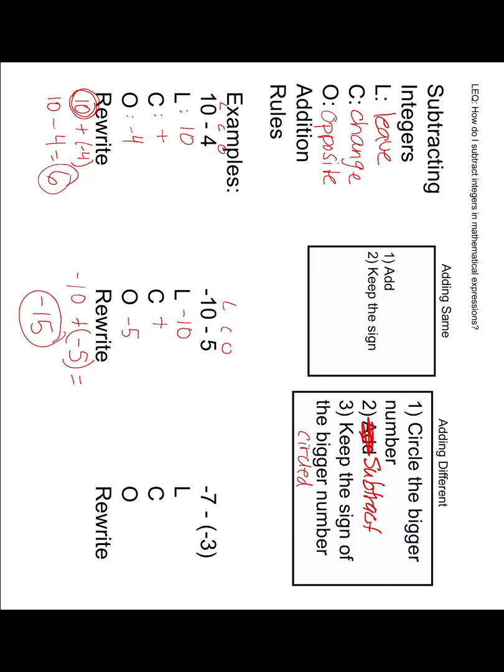Our next problem: -7 minus 3. We're going to leave our -7, change our subtraction to addition, and take the opposite of 3, which is -3. Rewrite: -7 plus -3. Going to follow the adding different signs rules. So we circle -7. Subtract, we get 4. Keep the sign of the circled number. -7 is circled, so it's going to be a -4 as your answer.